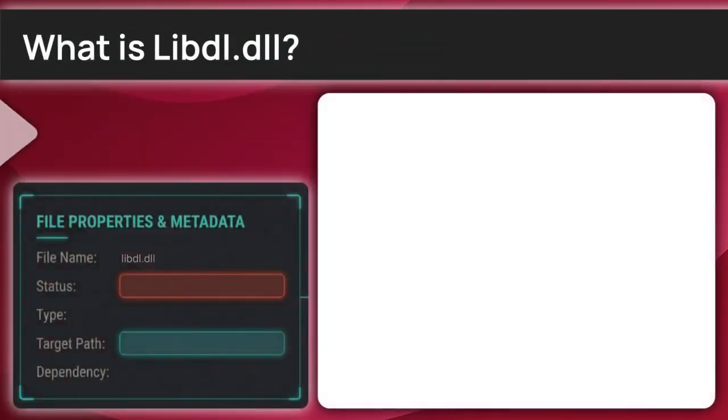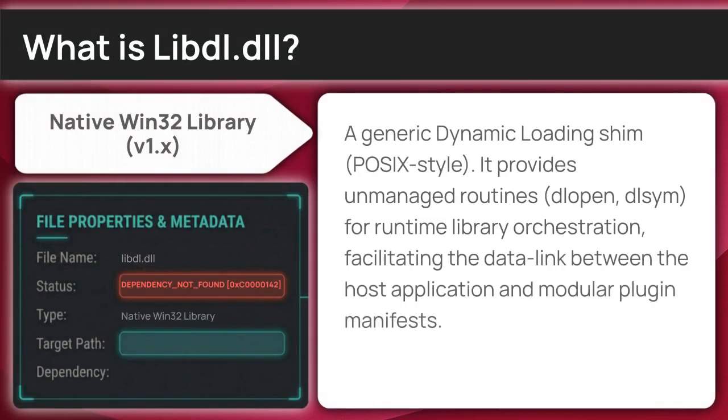This is the Libdl library, a generic dynamic loading shim, POSIX-style. It provides unmanaged routines, dlopen, dlsym, for runtime library orchestration, facilitating the data link between the host application and modular plugin manifests. Now that we've covered what the file does, let's jump into our first fix.